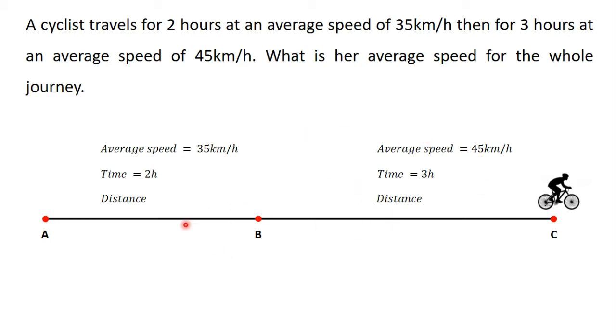When it comes to the time taken to cover this distance, we already have it. For the first part of the journey, the cyclist spent 2 hours. For the second part, the cyclist spent 3 hours. So the total time taken will be 2 hours plus 3 hours, which is 5 hours. What we don't know is the total distance covered by the cyclist throughout the journey. So first, we will need to find the distance for the first part of the journey and then the distance for the second part. Now, let's begin.